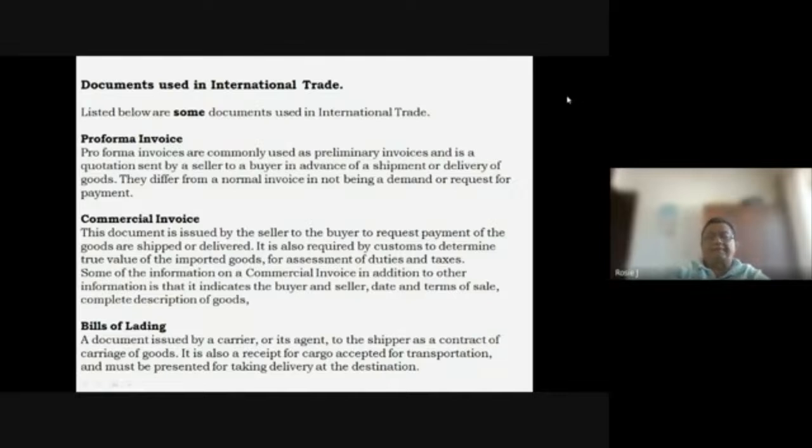How does trade take place? For example, this is how it takes place. Say a Sri Lankan wants to buy some toys, right?